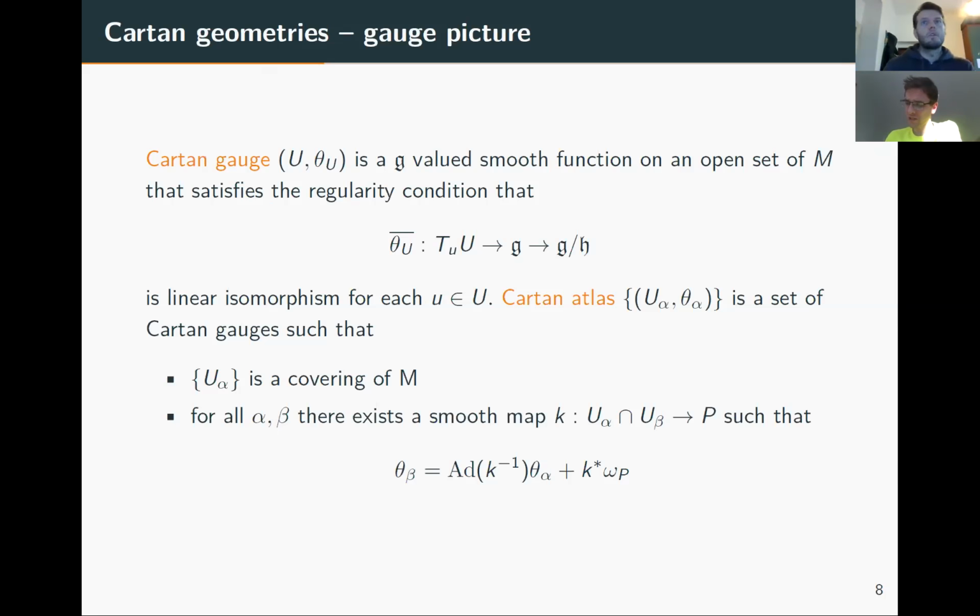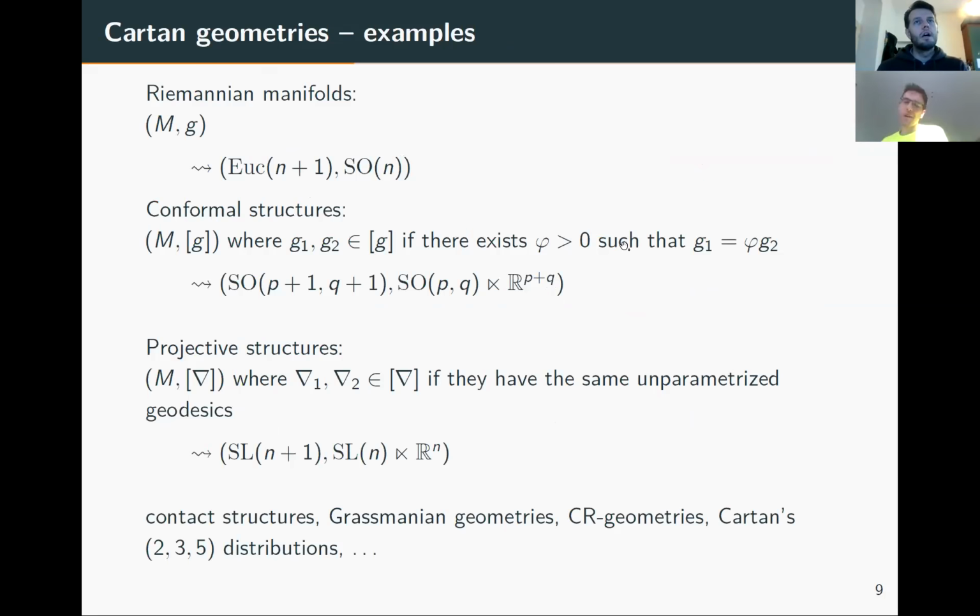So that's a local description for Cartan geometries. And here are some examples. I should also say what the morphisms of the category are. I just told you what the objects are. So morphisms are kind of obvious.